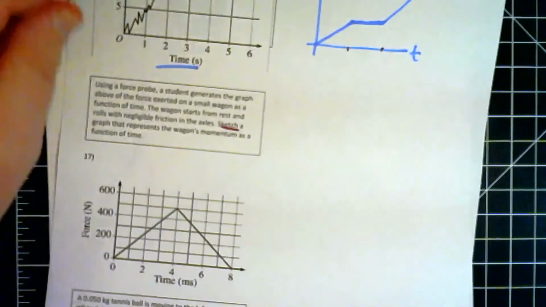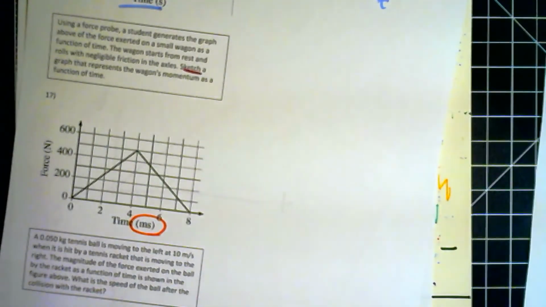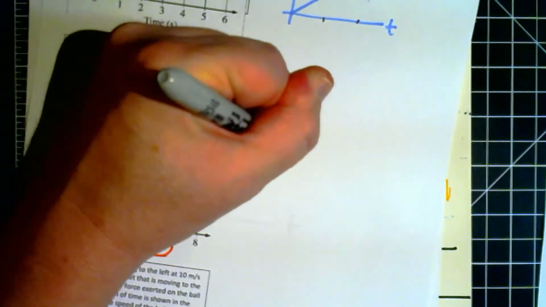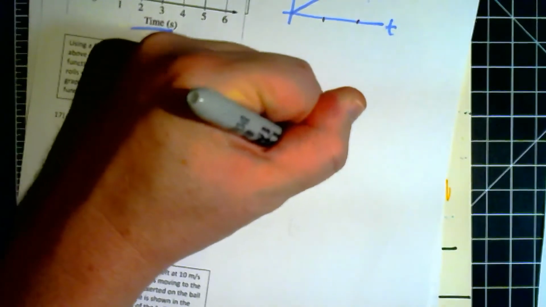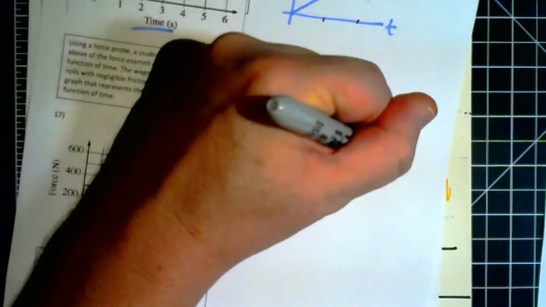All right. Question 17. Once again, we got another impulse graph, but this one's a little tricky. You got to watch out here. Notice the units on that particular graph are in milliseconds. So if I want to find the speed of the ball after the collision with a racket, I'm still doing impulse. J is equal to the area, which is equal to the change in momentum.